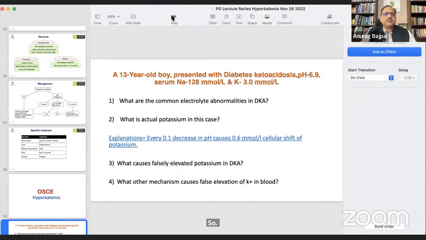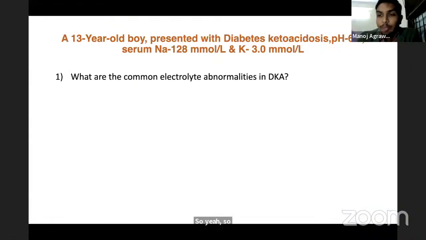Hyponatremia and hypokalemia are common abnormalities that we generally see in DKA. Hyponatremia is due to dilution, and we see a false picture of the potassium. Due to the cellular shift from insulin deficiency and acidosis, potassium comes out of the cell. So actually, potassium is low in the body, but because of the cellular shift, whatever potassium we are seeing is falsely elevated. So there is a hypokalemia that is masked due to the cellular shift.